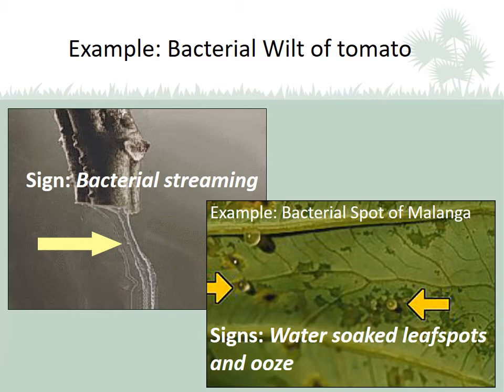In the bottom right here, we see water-soaked lesions and oozes, and this is bacterial spot of Malenga. And so this is a type of ooze. You'll see these little droplets that are all around this particular leaf. And so when we're identifying bacteria, we have to make sure we understand the signs that each particular bacteria will exhibit when they have infected given hosts.